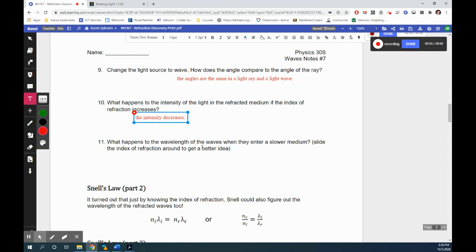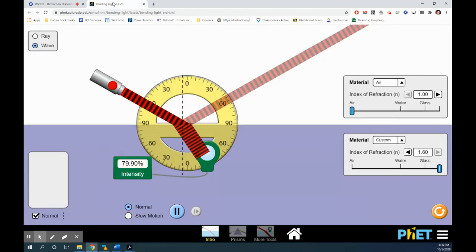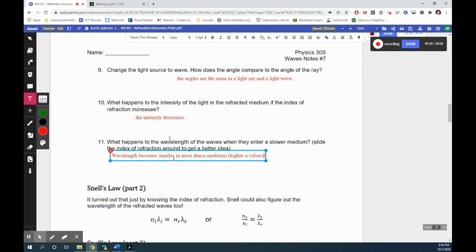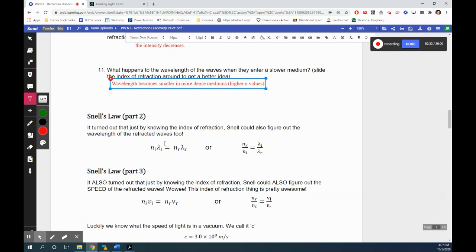And what happens to the wavelength of the waves when they enter a slower medium? What you see about the wavelength, they are smaller. You see wider waves and tighter waves. So the wavelength becomes smaller in more dense mediums, higher N values of index of refraction. Okay, and so Willebrord Snellius noticed this and said there's a correlation, a relationship between the wavelength and the index of refraction.